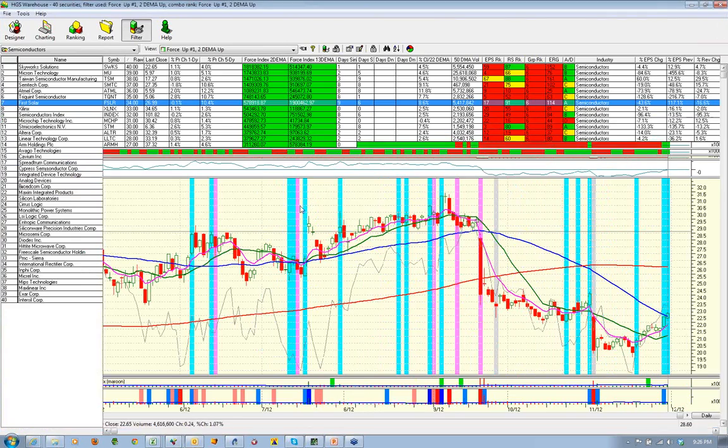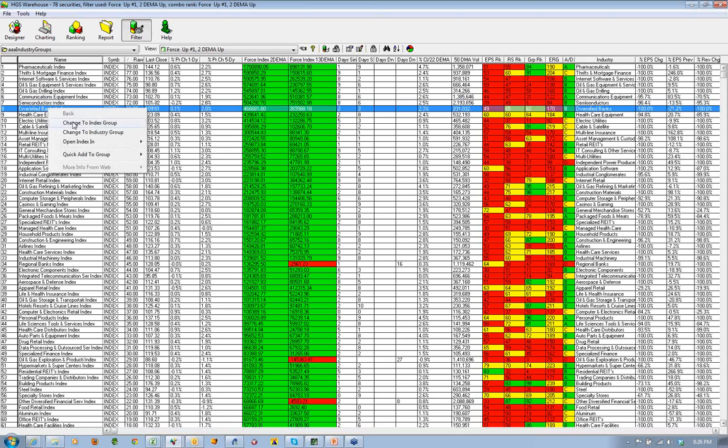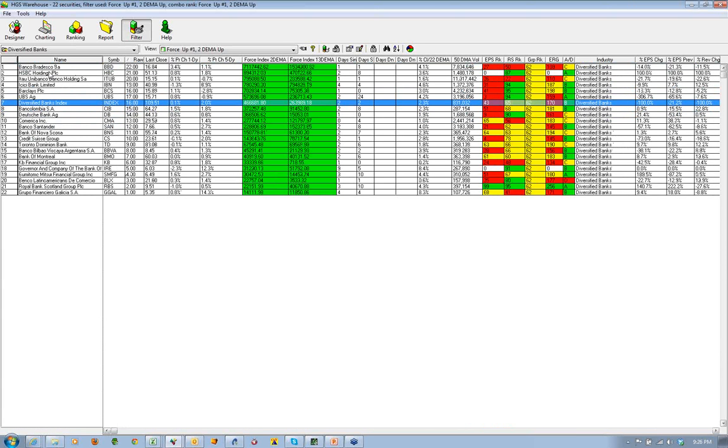All right. Those thrifts look the best of what we've seen, don't they? Diversified banks, these guys, these are not the major banks, but again, showing the strength in the financial sector. I'm not going to spend much time on these, but you can see the banks made the list.